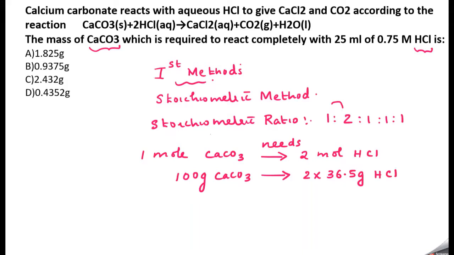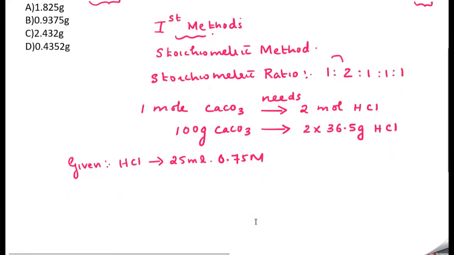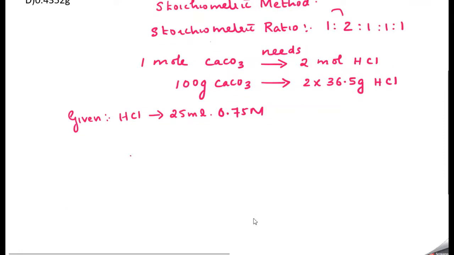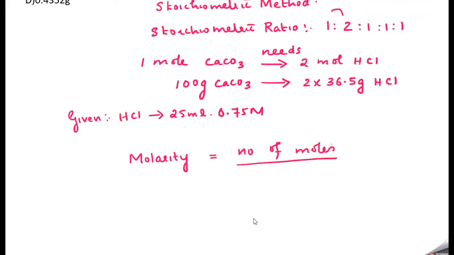Correct? Now, what is given to you? That is very important. So, given to you is hydrochloric acid and its representation. They are telling it is 25 ml, 0.75 molar. So, which definition do we need to apply to get the mass? We know that molarity is equal to number of moles of the solute divided by volume. If it is in ml, you need to multiply by 1000, correct?